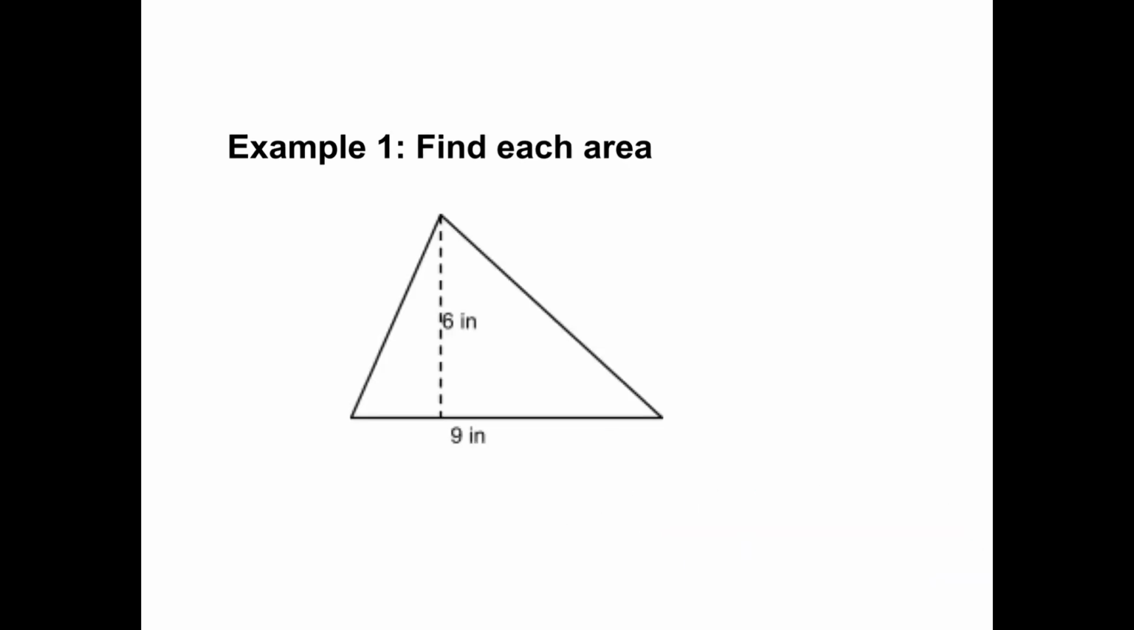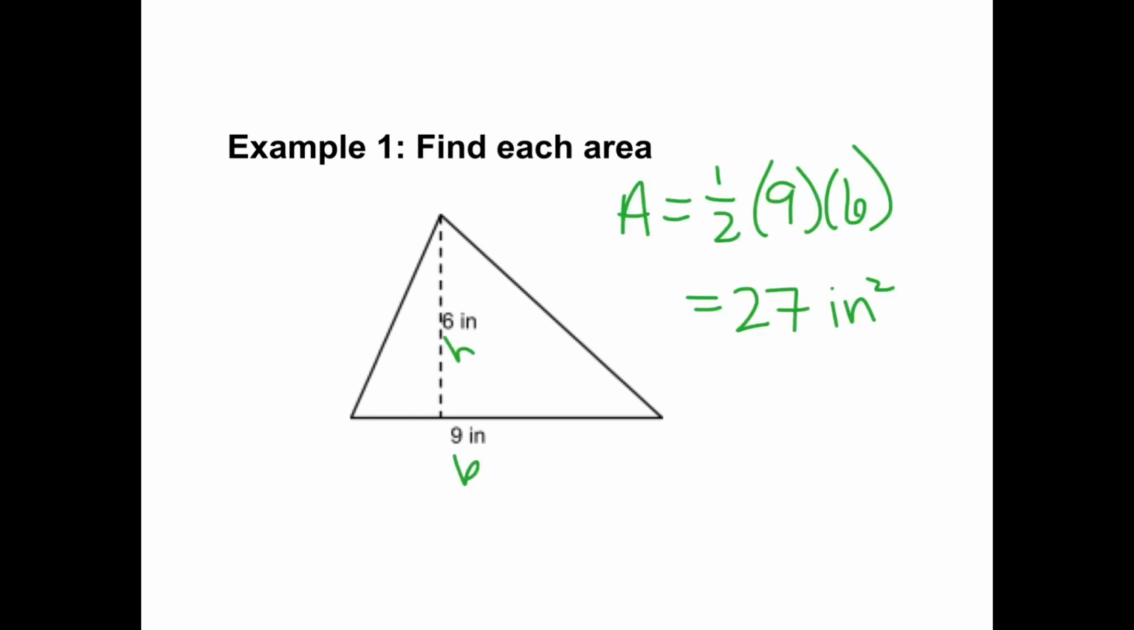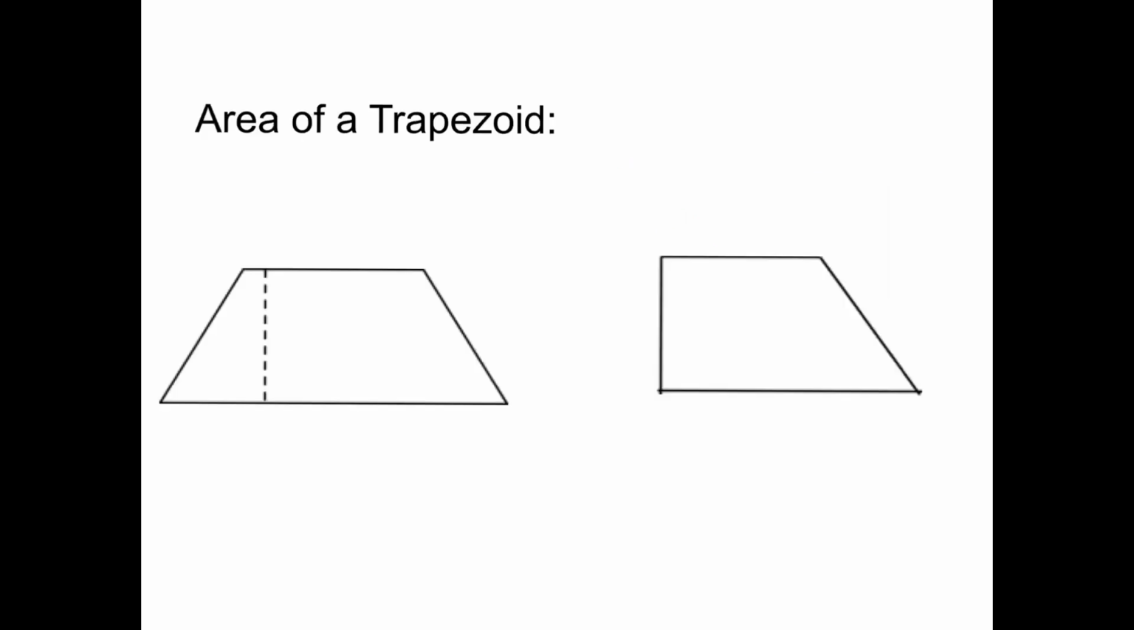This one is pretty cut and dry, so go ahead and take a minute, pause the video, and try this one on your own. Using the 9 as the base and the 6 as the height, you should find this area to be 27 square inches. Okay, moving on to the area of a trapezoid.